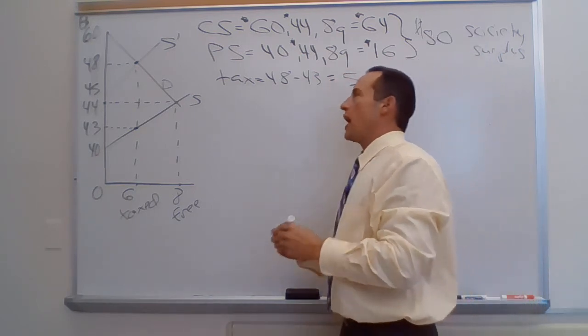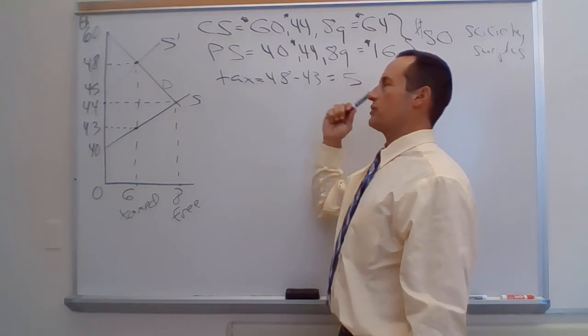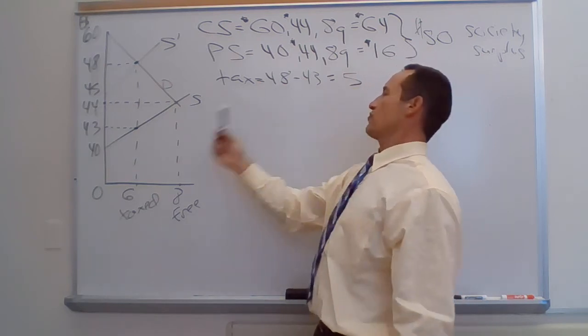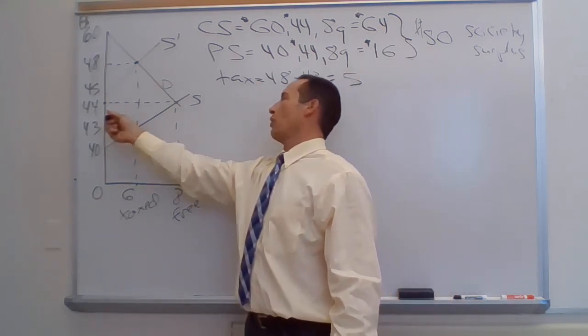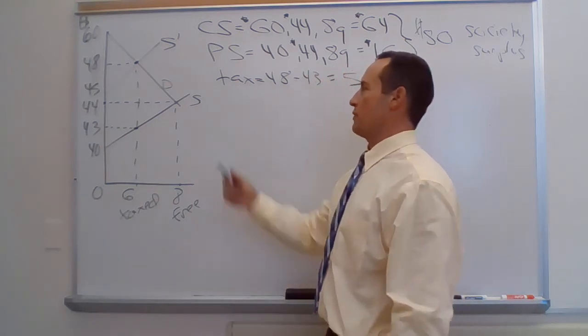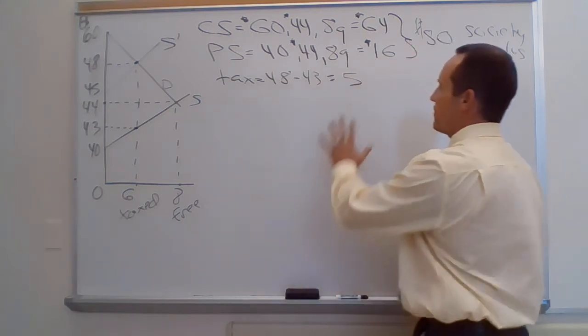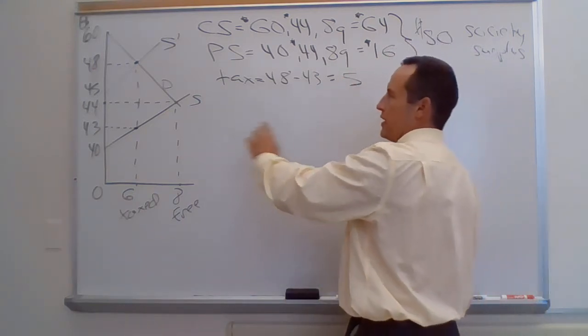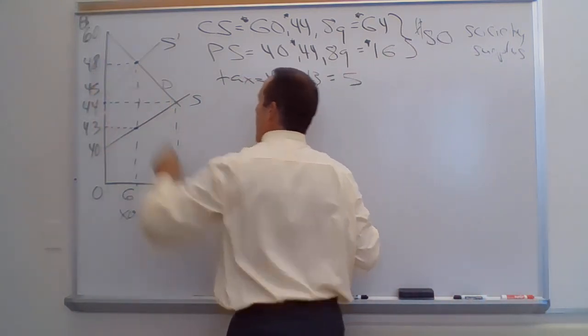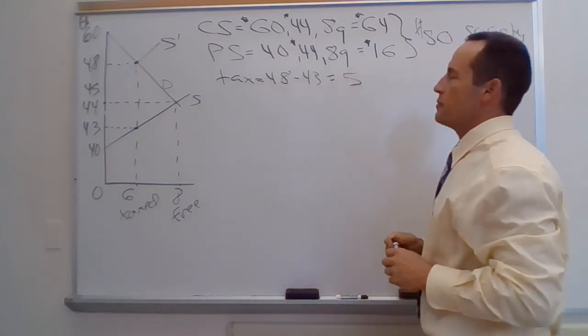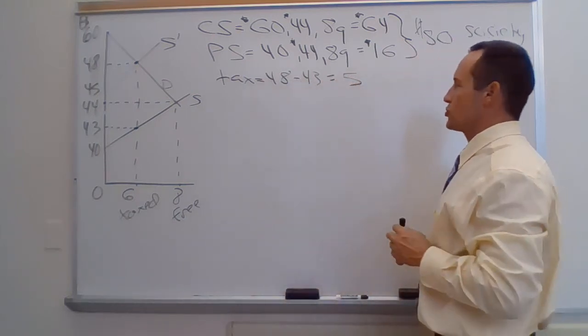Now, the most eye-opening thing is this. Of that $5 tax, only $1 is conceded by the supplier. The supplier adds a $1 discount from the old price. Of that $5 tax, 4 of it is paid at a $4 higher price to demanders. And that tells the whole story right there.